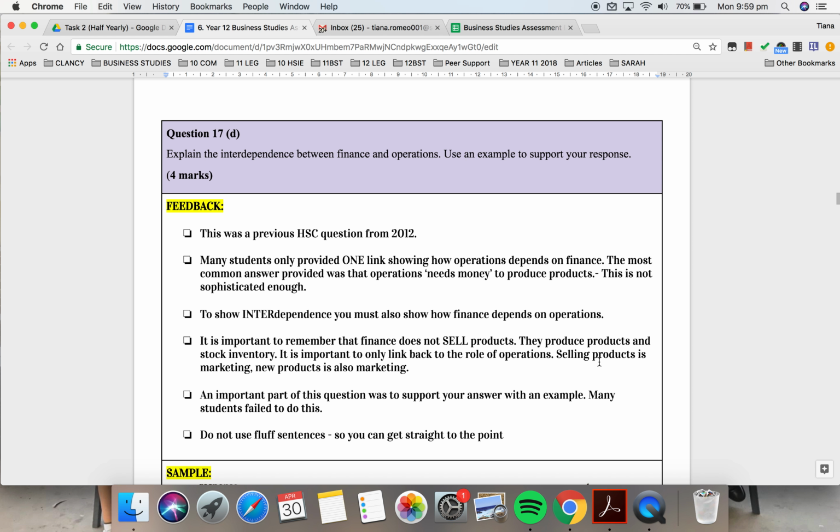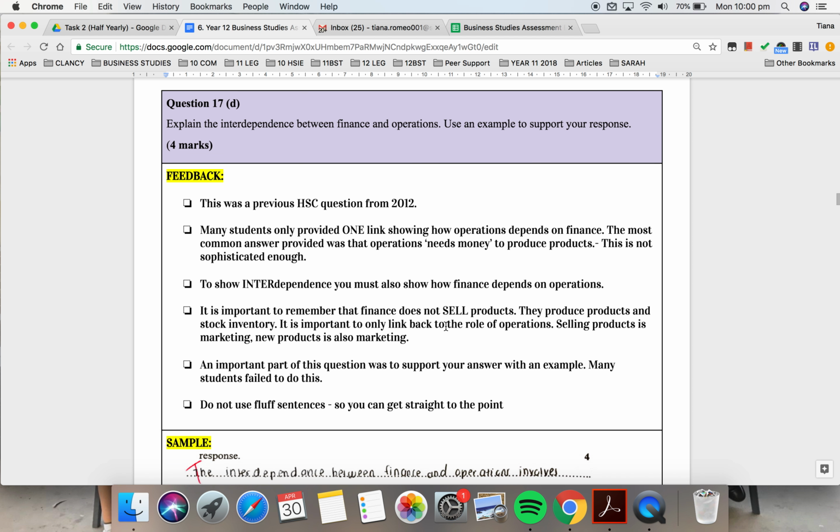So the most common answer provided was that operations needs money to produce products. This is not sophisticated enough. Okay? You don't say needs money. Operations needs finance to produce products. To show interdependence, you must also show how finance depends on operations, not just how operations depends on finance, which is what most students did.